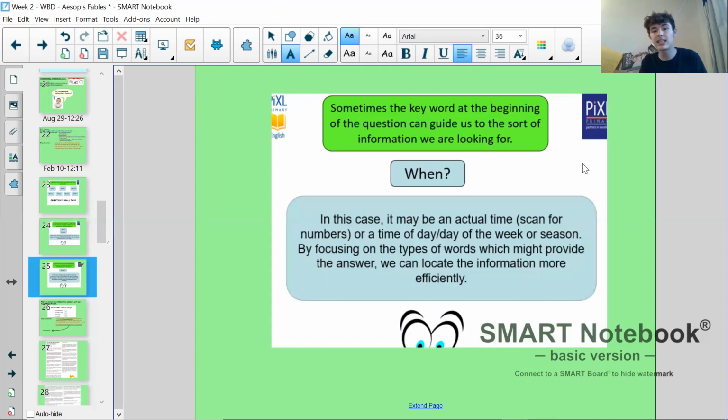For when, in this case, it could be an actual time. We can scan in the text for numbers, or a time of day or day of the week or a season, okay? So that's the type of thing we'd be looking for scanning through. By focusing on the type of words which might provide the answer, we can locate the information more efficiently, okay? So rather than reading the whole text over and over again, trying to find that one specific thing, if we're able to scan to just look for some key information by focusing on some type of words, then we'll be able to get an area to answer the question much easier, and it just makes it much more efficient.